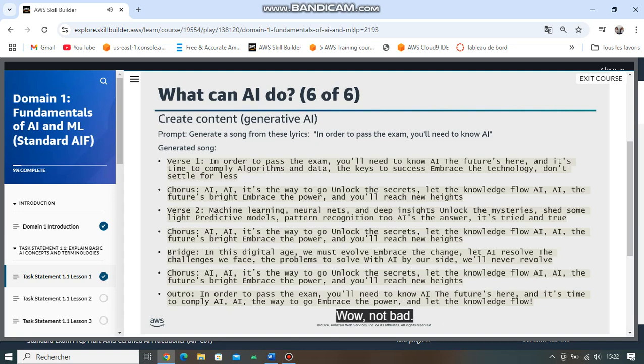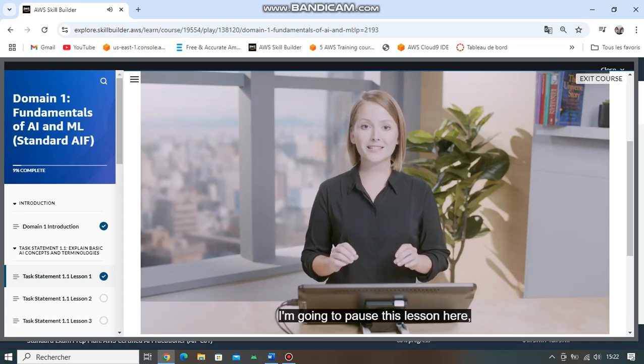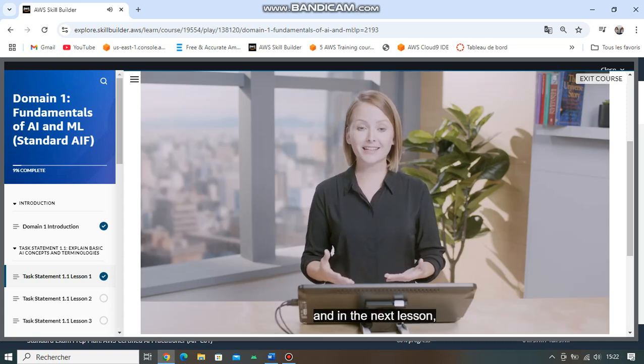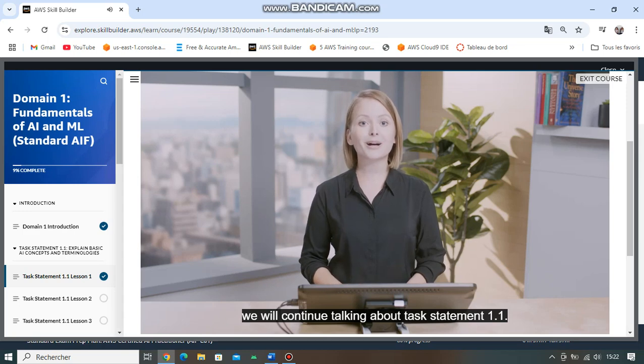Wow, not bad. From my single prompt, I received complete song lyrics with two verses, a chorus, bridge, and outro, and it mostly rhymes. I'm going to pause this lesson here, and in the next lesson, we will continue talking about task statement 1.1.